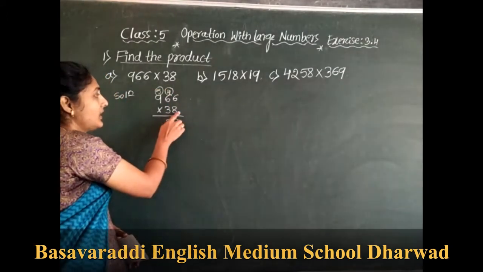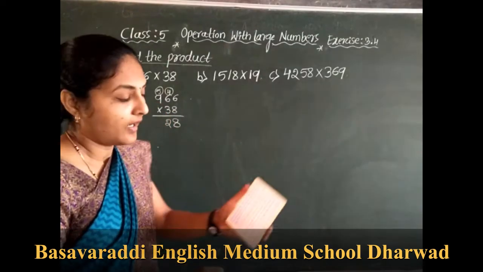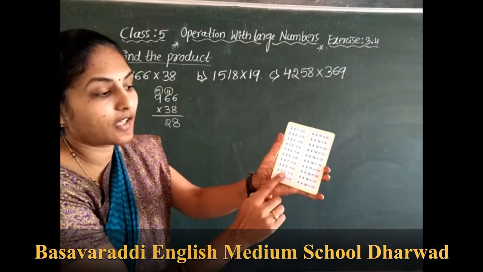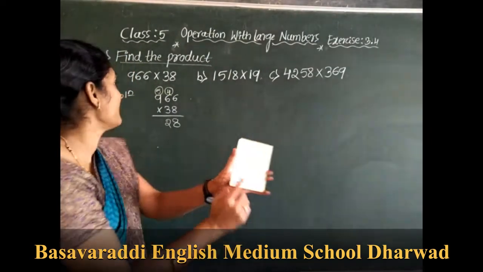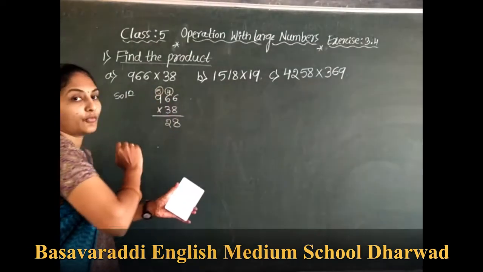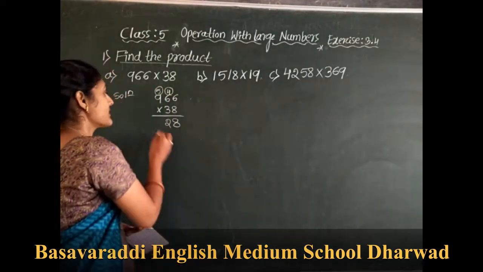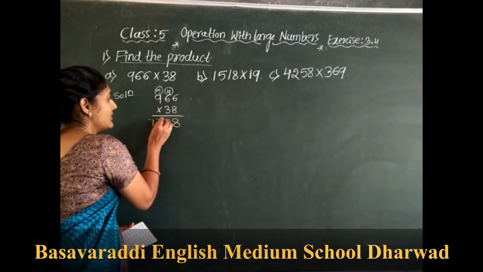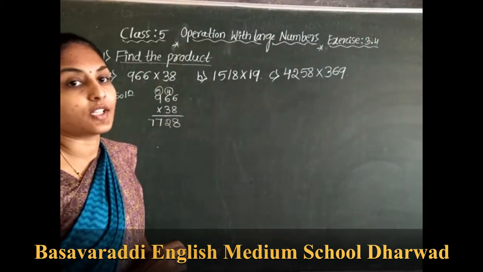Next, 8 is multiplied 9 times. So 8 nines are 72. The carried over 5 gives 72 plus 5, which is 77. So we successfully did the ones place multiplication.